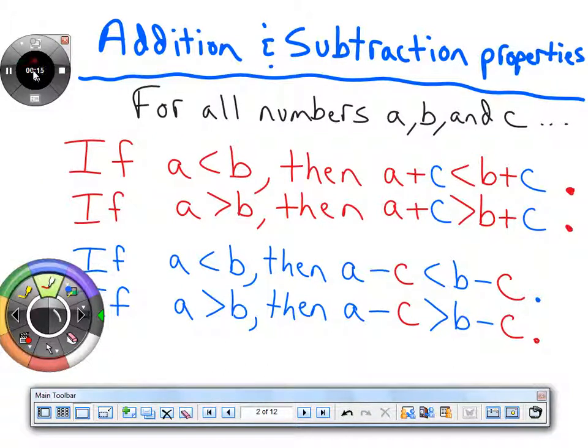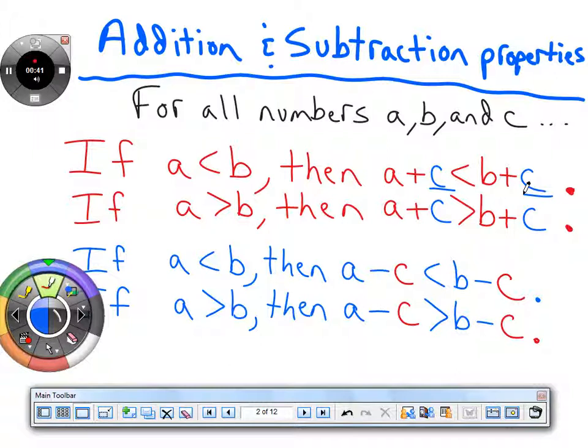It says for all numbers a, b, and c, if you already know that a is less than b, then you can go ahead and add some number c to each side. As long as you do it to both sides, your inequality is still going to be true. A is still going to be less than B, or actually that quantity is still going to be less than that quantity on the right.